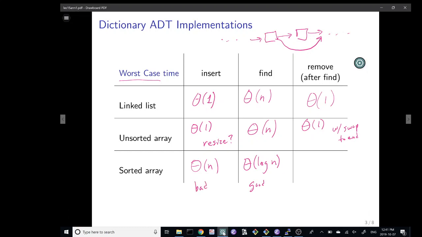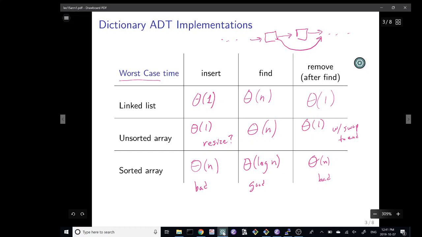And how much time does it take to remove after you find something from a sorted array? Again, it's this linear structure, and you can't leave holes, or else you ruin your running time in the future. So you pull something out, you leave a hole, it's got to be closed up. You've got to move that stuff back in sorted order. You can't do your trick of pulling off the end and plugging in the middle, or else you ruin the sorted order. So we're stuck here with Theta of n time. This is bad as well.